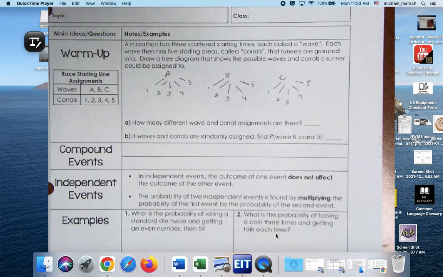How many different wave and corral assignments are there? So remember, we can use the counting principle. We take the number of the first category and we multiply it times the number of the second category. Or you can count up each individual combination. So how many would there be? 15.